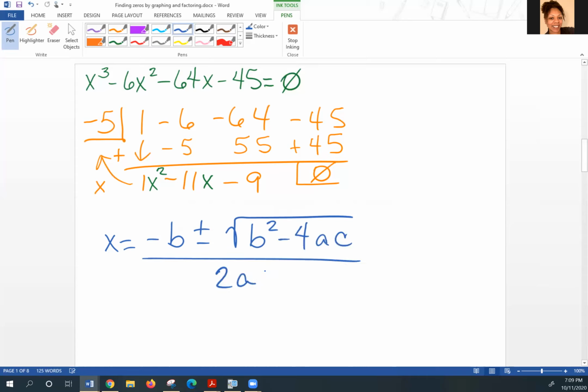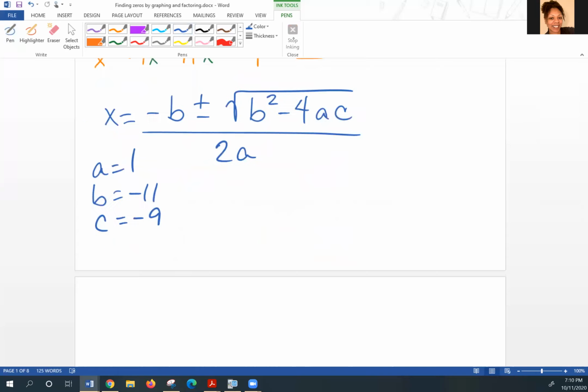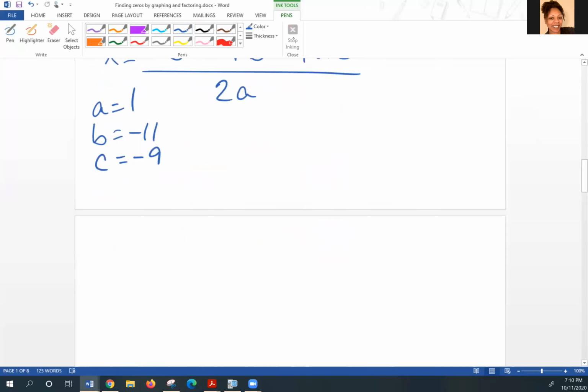So let's identify here, because this is what we're working with. We're no longer working with that one. We've already got the answer for the new coefficient. So our A in this case is 1, B is negative 11, and C is negative 9. Pay close attention when your B is negative because the formula also has a negative in it. So don't get confused by that. You still have to account for that.